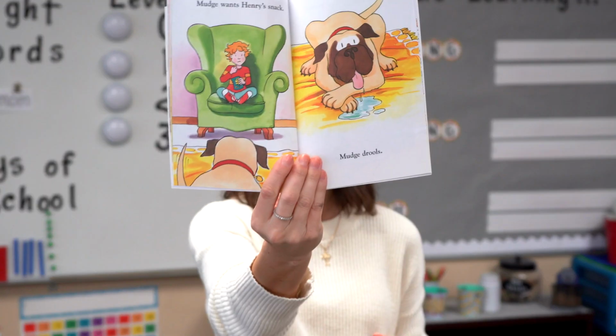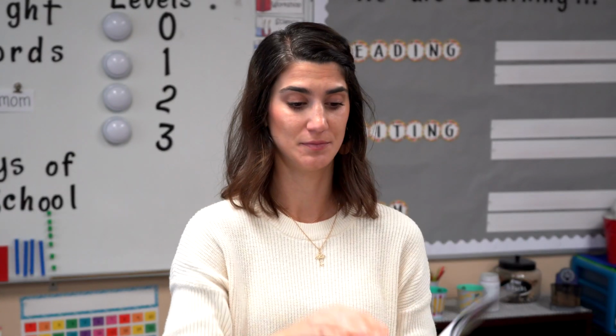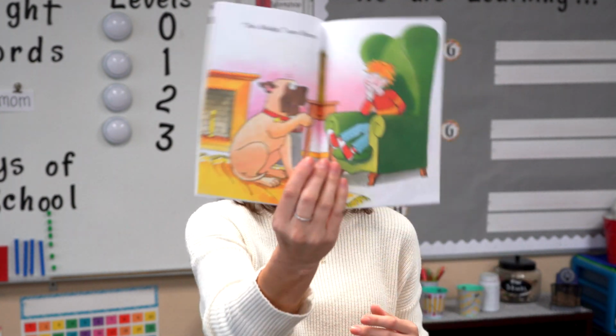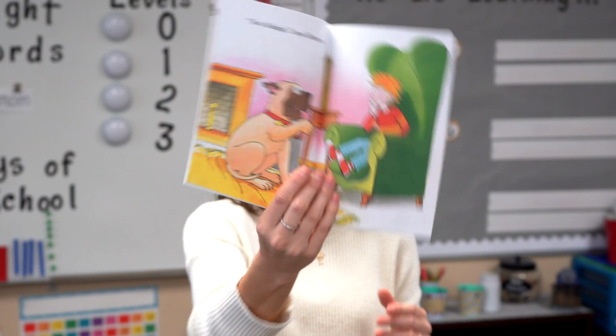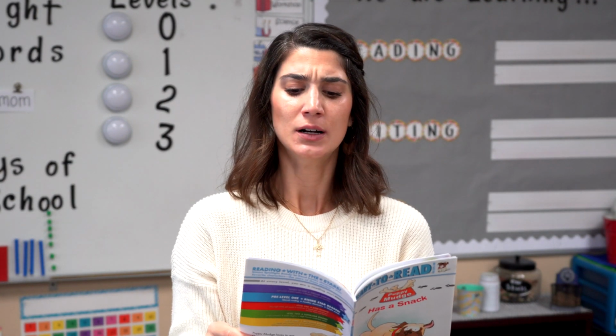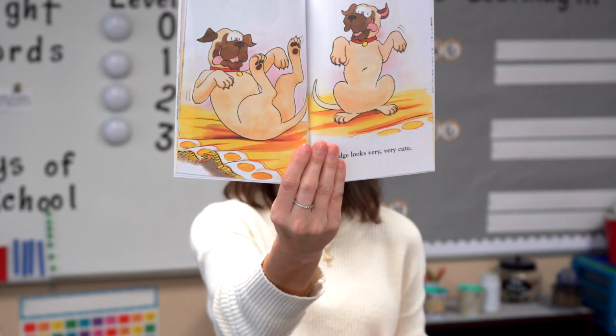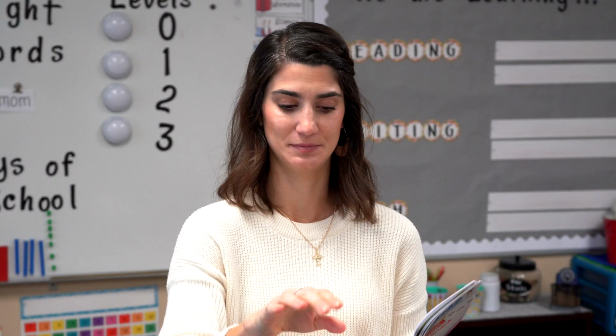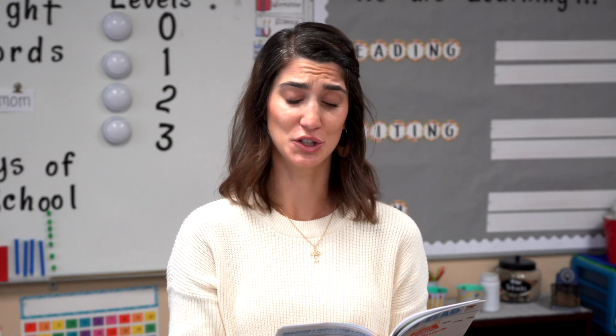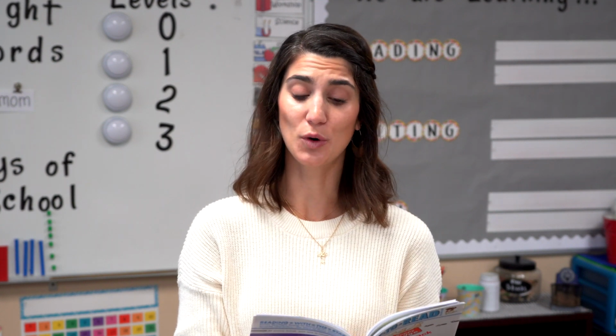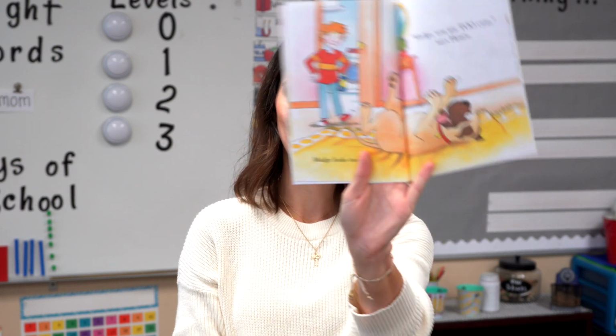Mudge wants Henry's snack. Mudge drools. "Aw, Mudge," says Henry. More dialogue. All right, I'm going to change it. "Aw, Mudge," says Henry. Mudge looks cute. Mudge looks very, very cute. Mudge looks too cute. "Mudge, you are too cute," says Henry.